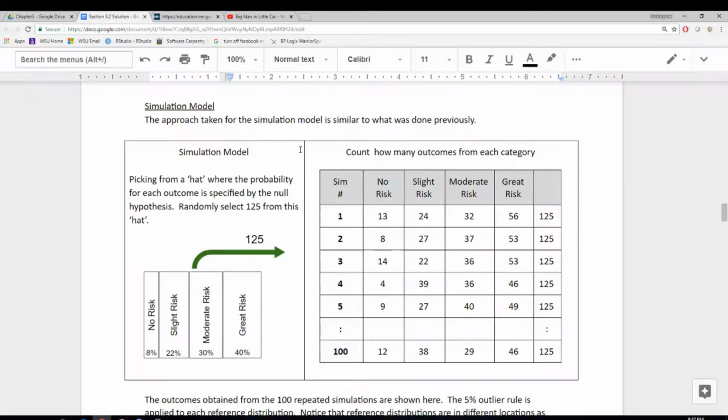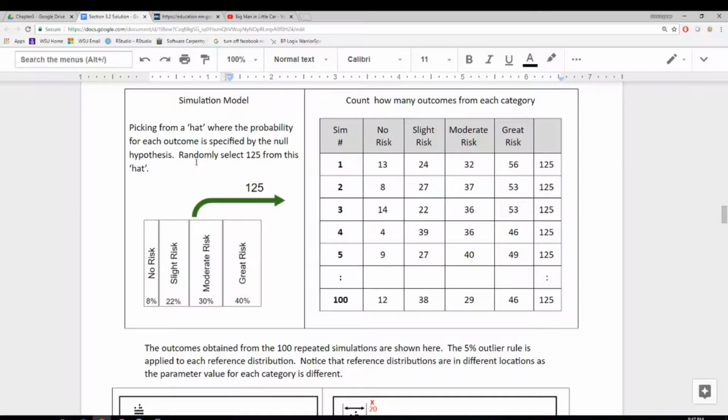So what is the simulation model? Well, the simulation model is simply going to be very similar to what we've done before. We're going to create a hat where the probability of each outcome is specified from the parameter values that we set up above. So the no risk group, again, was 8% from the historical patterns. Slight risk was 22, moderate risk was 30, and great risk was 40. So I'm going to set up my hat assuming the students from Fillmore County follow the trends from the rest of the state. I'm going to select 125 people out of this hat because that's the number of students that we obtained from Fillmore County for our study.